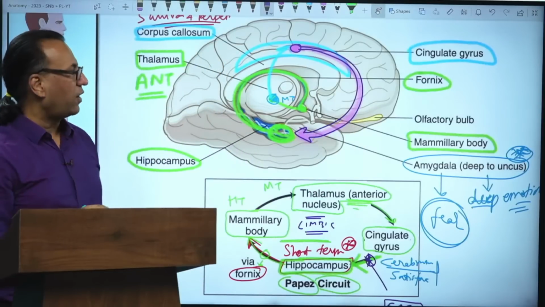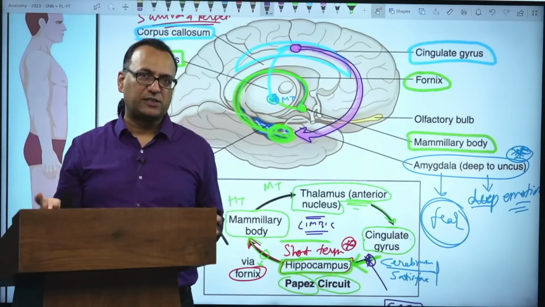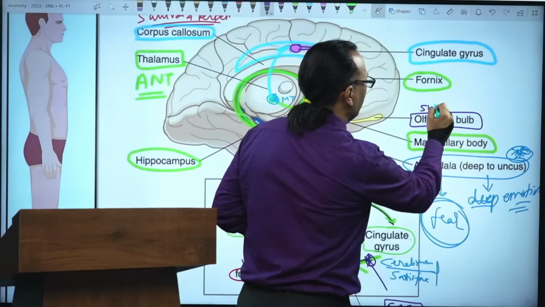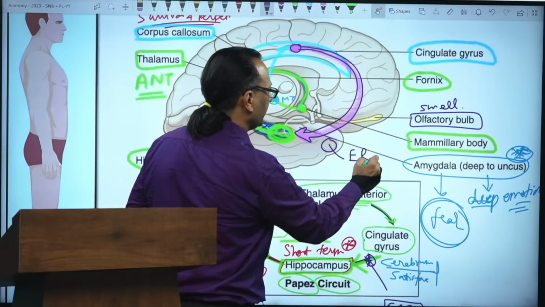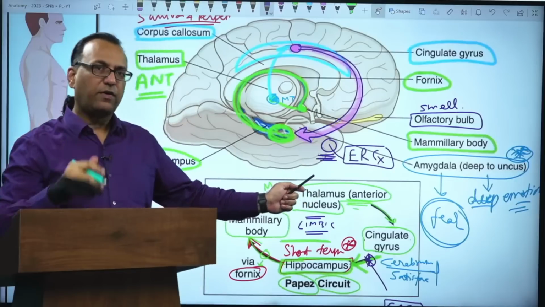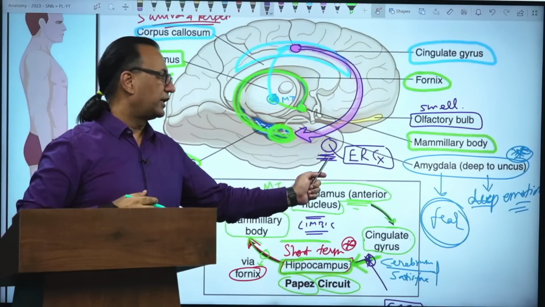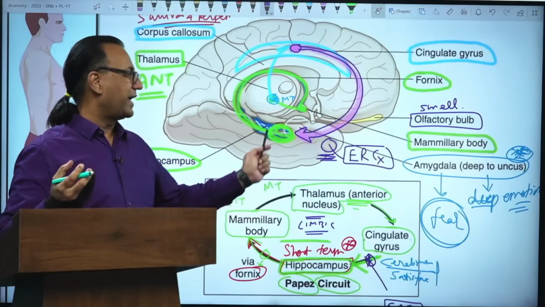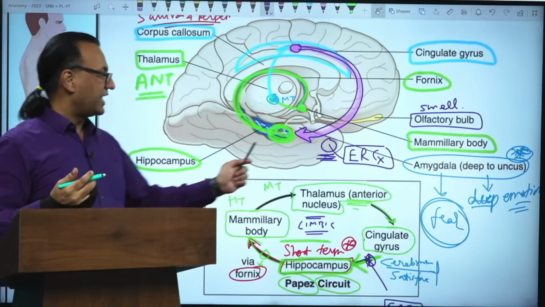It goes round and round, consolidation of memory, integrating memory with the smell. But where is the smell pathway here? Smell pathway is here. Olfactory bulb is for smell. And there is an entorhinal cortex. This is the entorhinal cortex, in the temporal lobe, deep to uncus. In the temporal lobe, where I have the hippocampus also. Yes, hippocampus is in the inferior temporal lobe.